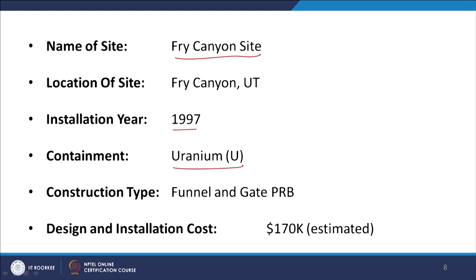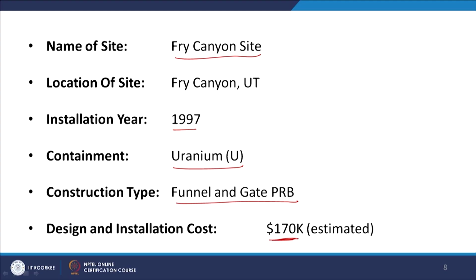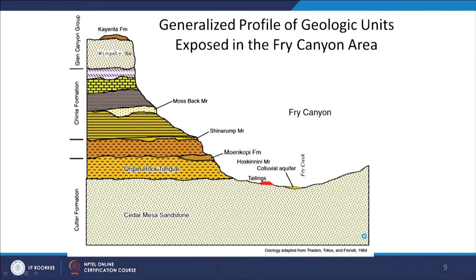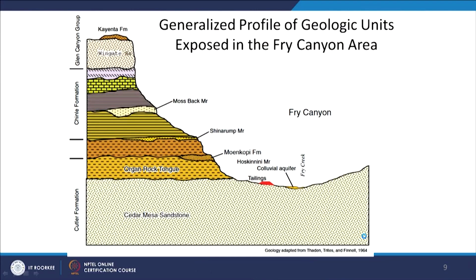Typically we are looking at uranium, and the type of PRB they looked at was not the continuous PRB, but the funnel and gate PRB. The estimated cost was 170,000 US dollars, but keep in mind that this is the estimated cost. Let us see what the actual cost turns out to be and what the reasons are. So, let us move on. I might have presented this earlier in one of my slides or sessions. Again, they looked at the stratification and the relevant geological units exposed in the Fry Canyon area.